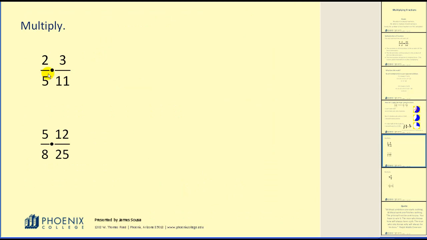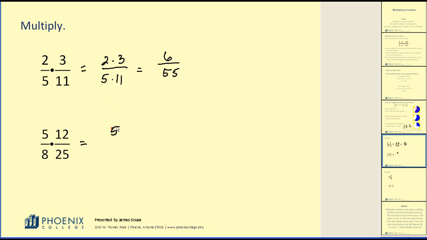If I want to multiply 2/5 times 3/11, the rule states multiply 2 times 3 in the numerator, multiply 5 times 11 in the denominator, and we would have 6/55. And this fraction does not simplify. Now in this next example, I could multiply across the top and get 60, multiply across the bottom and get 200, but then I would have to simplify that. Another way around this would be to look at the prime factors of each of these terms before multiplying. This is what I mean.